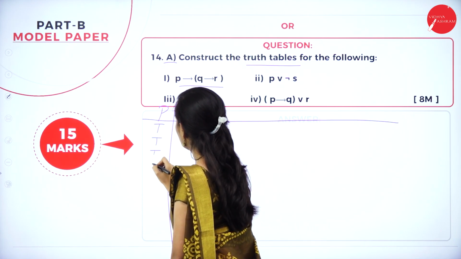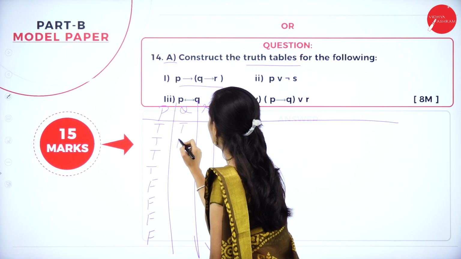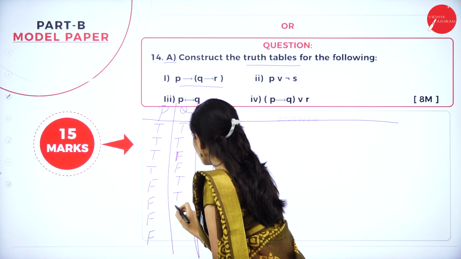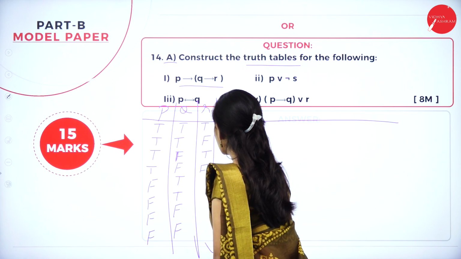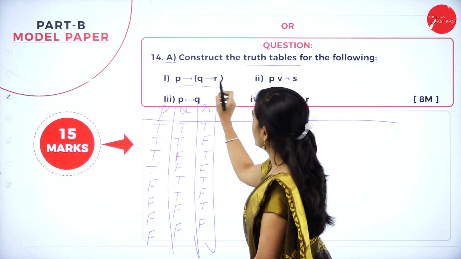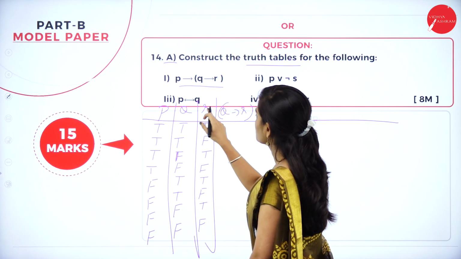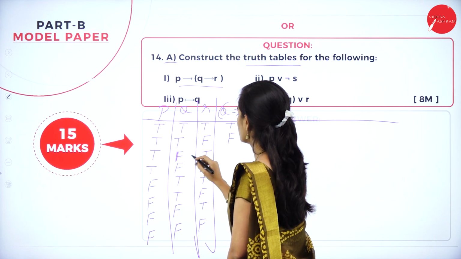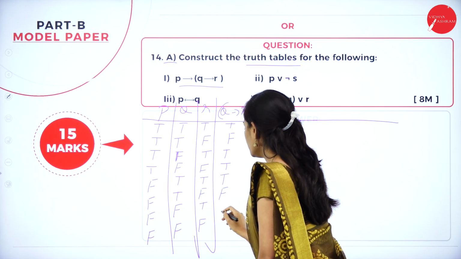So true, true, true, true, false, false, false and false, true, true, false, false, true, true, false, false, true, false, true, false, true, false, true, false. Now, I'll find out inside the parenthesis, I have Q implies R. So, this is simplification. True, true means true, true, false is false. Otherwise, everything is true. True, false is only false.